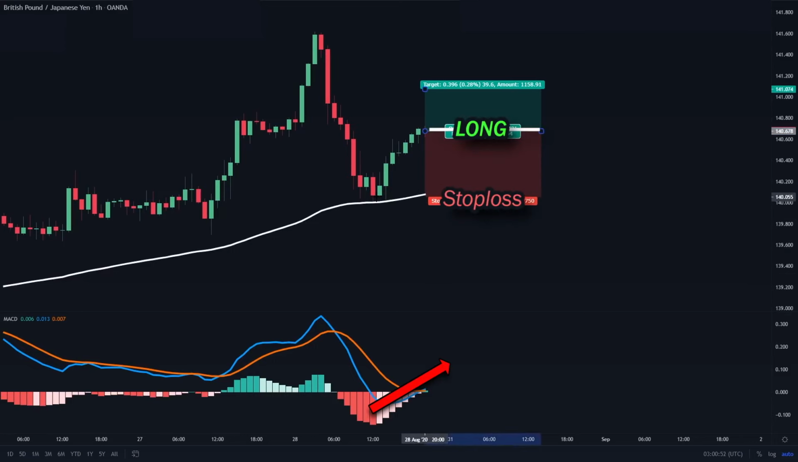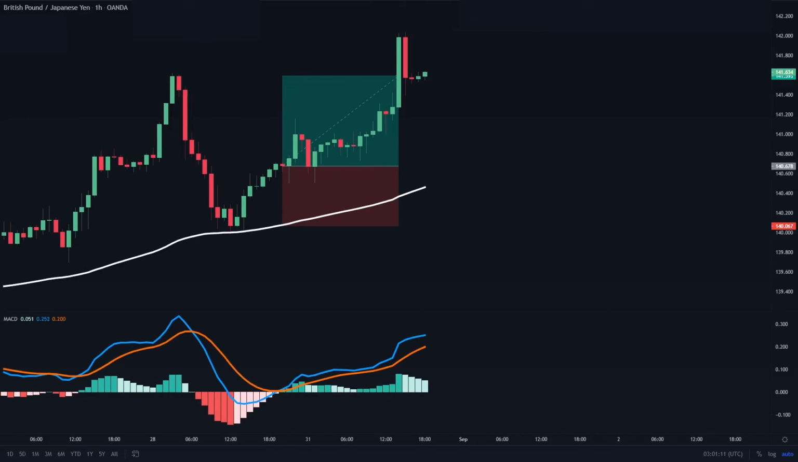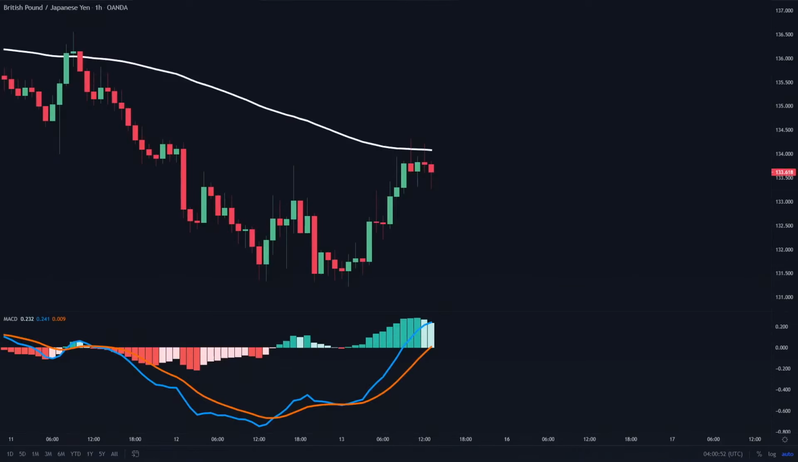Here's where you want to take a long position. For your exit strategy, place your stop loss at the nearest swing low and set your profit target at 1.5 times your stop loss. And this trade ended up being a profitable trade. Let's look at another example, shall we?